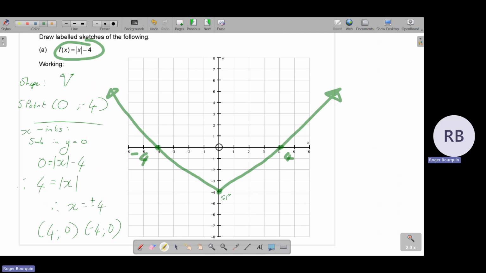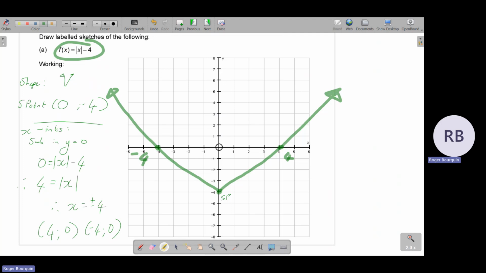Put your hands down. Range, you should be chatting to your neighbor. What's the range? 20 seconds. Okay. Range.